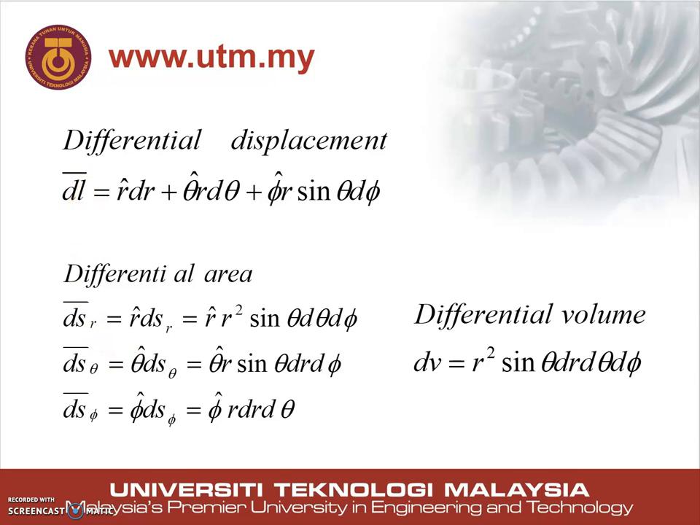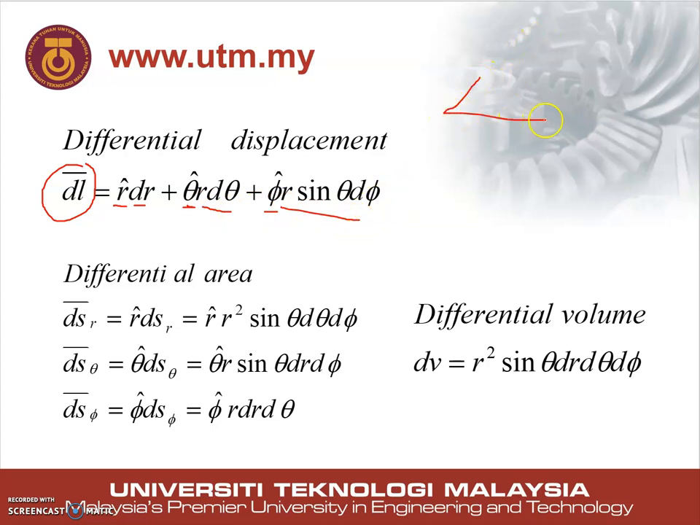To summarize for the spherical coordinates, the same as the cylindrical and the Cartesian coordinates, the differential displacement for spherical is represented like this. It is in three unit directions: the r, the theta, and the phi unit direction. The magnitude of each is 1 because it is a unit vector. And this one is the magnitude: dr, r d theta, and r sine theta d phi.